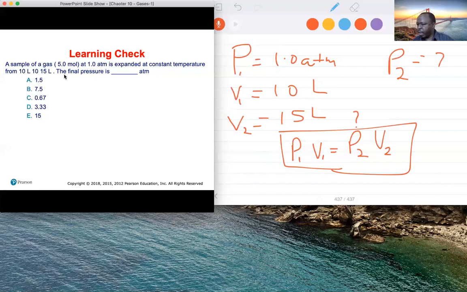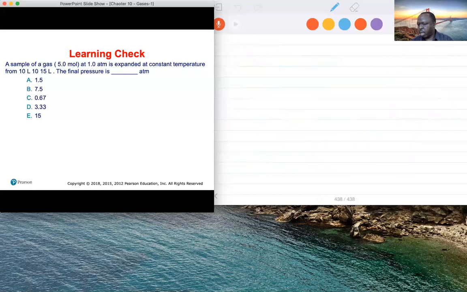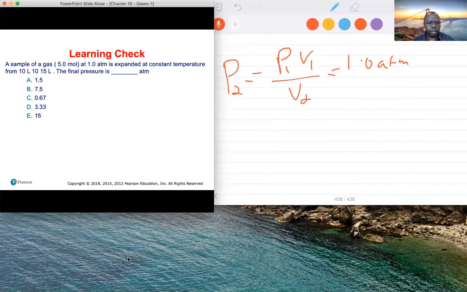So I'll rearrange this equation, making P2 the subject of the formula, given by pressure one, volume one over volume two. And you have the numbers. So P2 is given by P1 V1 over V2. Pressure one is 1.0 atmospheres. V1 is 10 liters and V2 is 15 liters.